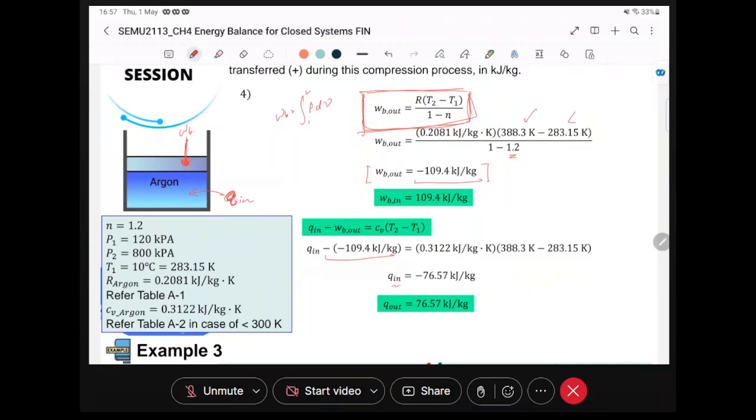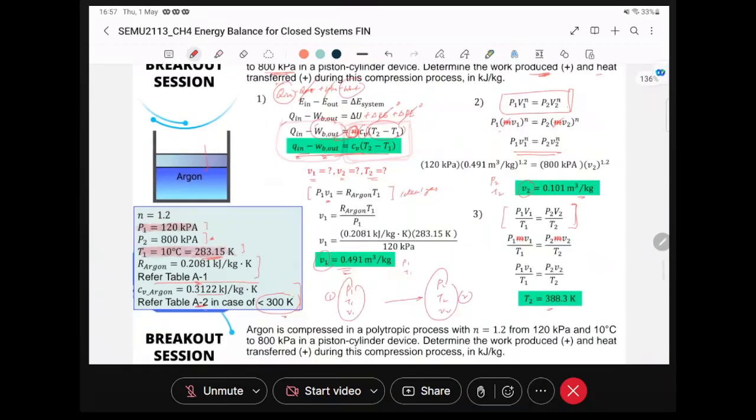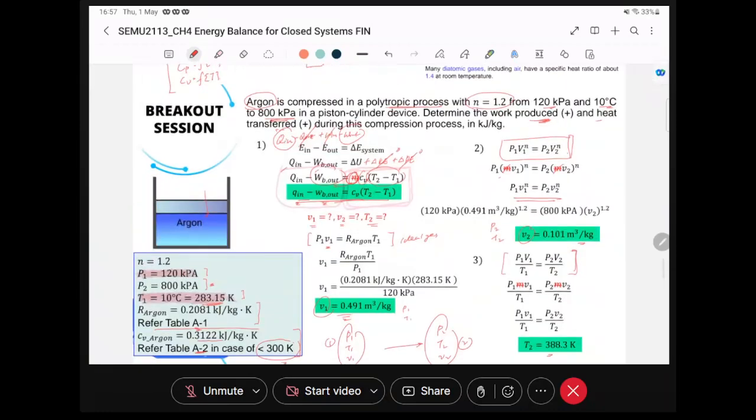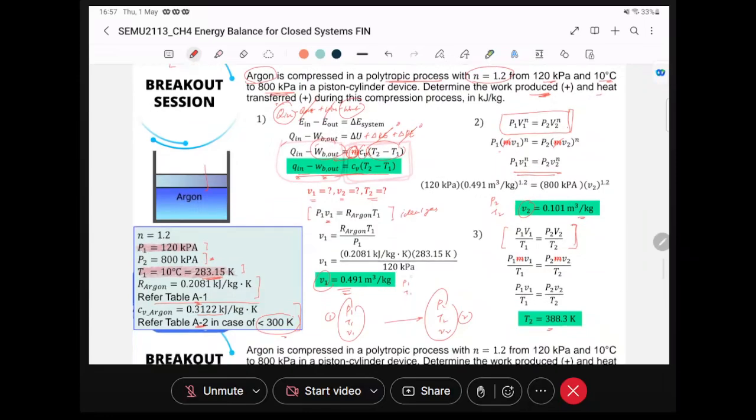So in this case, when the Q in, you get negative. So it really means it's an out instead of in. Okay. So that's how we can solve the closed system for ideal gas system. Okay. So again, it's about finding the state in state 1 and state 2.